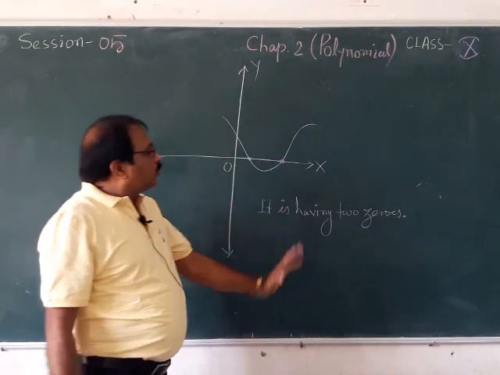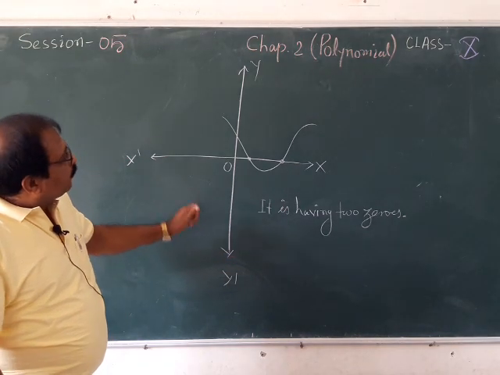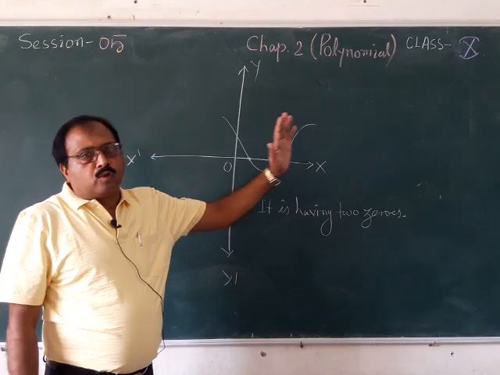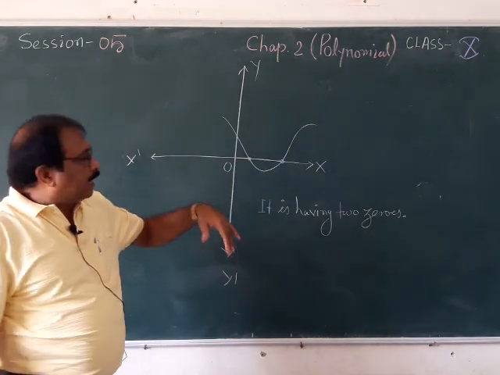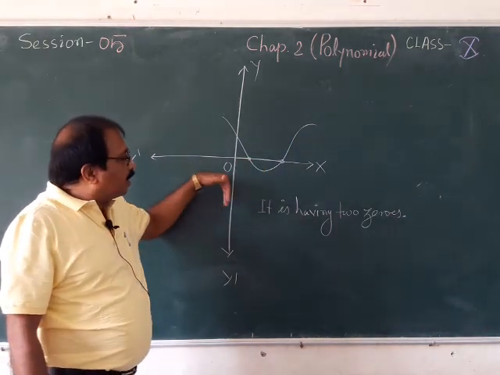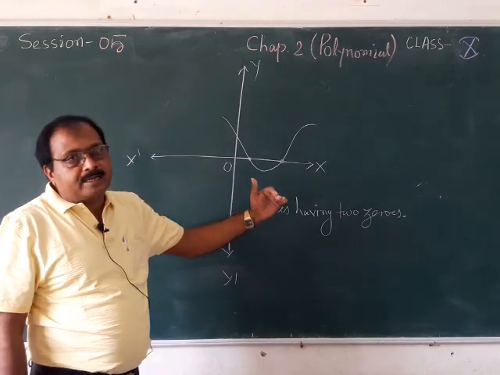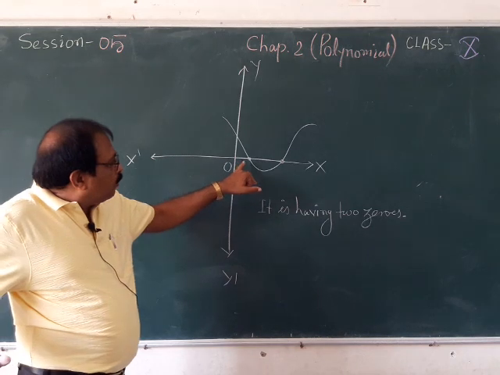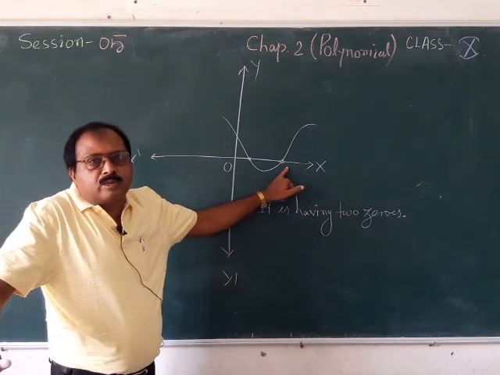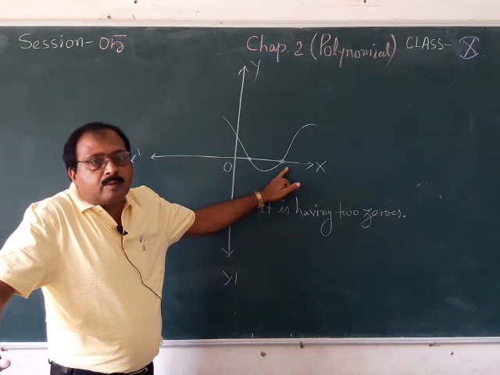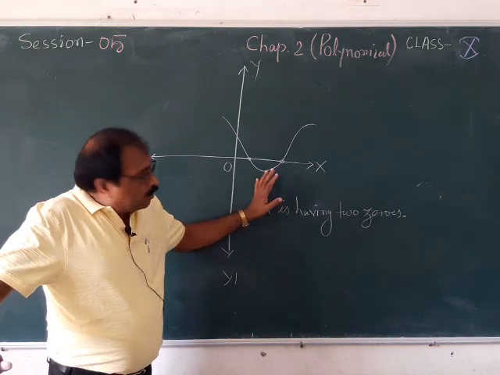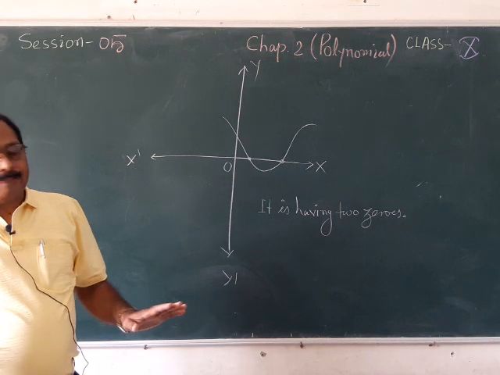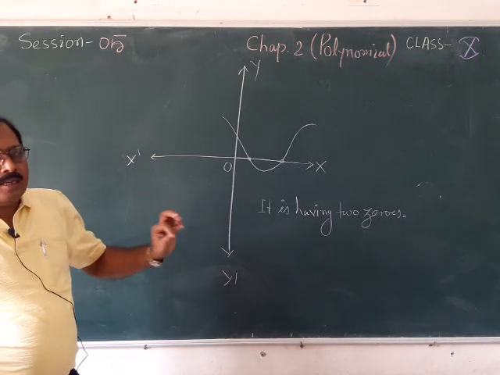That means I want to tell you all that on looking at the graph of a polynomial, you have to check at how many points the graph of the given polynomial is intersecting with the x axis, and the number of intersection points will give you the number of zeros for that polynomial.